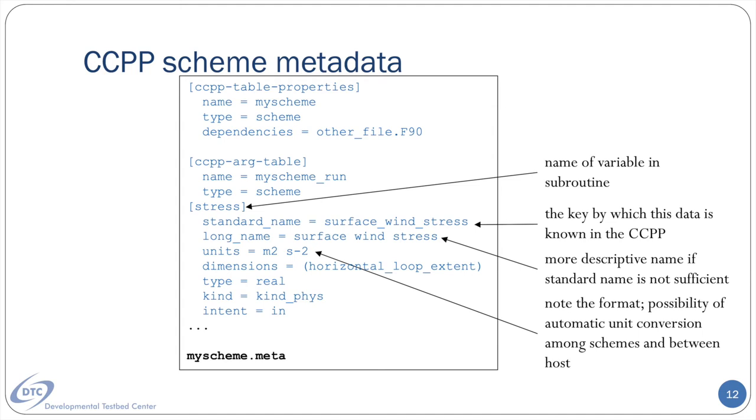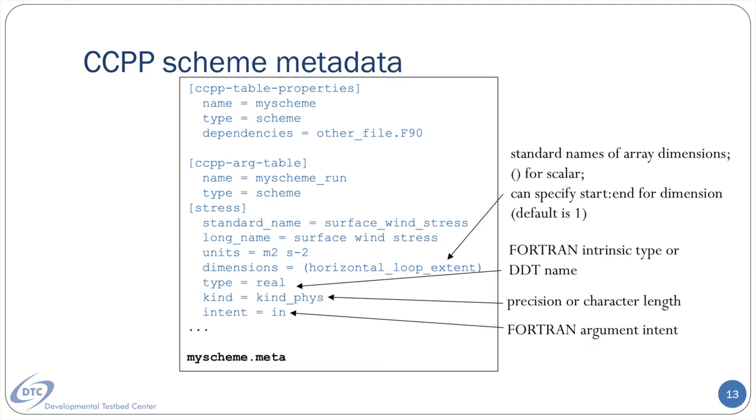The units attribute is critical. The format is such that any exponents immediately follow the unit abbreviation. The next attribute is the dimensions of the variable. It is a comma-separated, parentheses-bound list of dimensions by their standard names. It can be an empty set of parentheses for a scalar variable. It can specify a start and end through use of standard names. Or, if a standard name is given for the dimension, it's implied that the dimension starts with 1 and spans to the specified value.